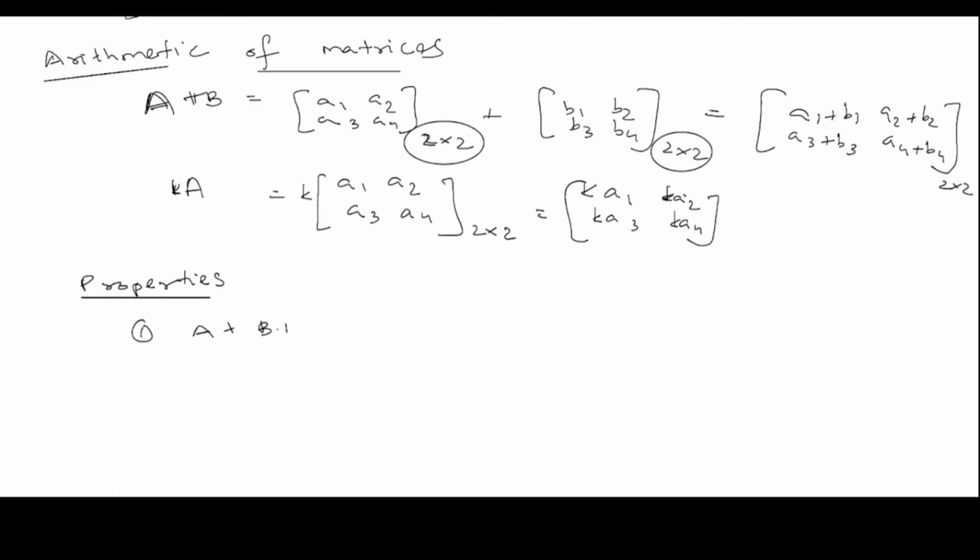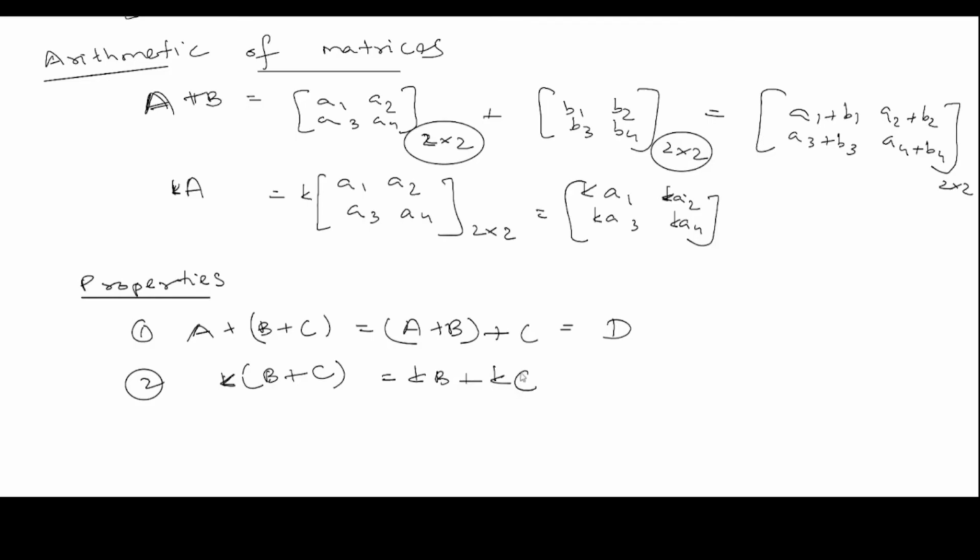A plus B plus C. Whenever I write this, it can be written as A plus B and then plus C. What this essentially means is we add B plus C first and then add the result to A. Here we add A plus B and then add the result to C. So what does this equality mean? No matter in which order you do the addition, you still get the same thing. That means take this to be some D, and this D will be the same. The final matrix would still be the same for these two expressions. That's the associative property. You can also have K times (B plus C) written as KB plus KC.